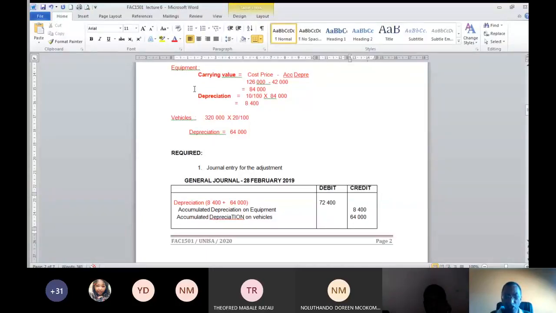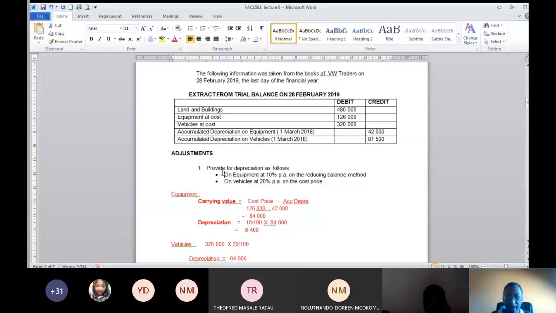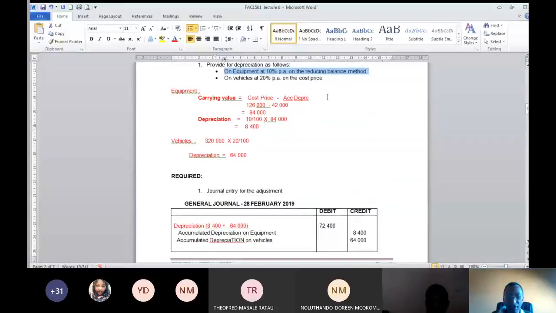That was the calculation of the depreciation. To calculate the depreciation on equipment, remember your adjustment is telling you how it must be calculated. Go to your adjustment: 10% per annum on the reducing balance method. Reducing balance method means first get your carrying value. Carrying value is cost minus accumulated depreciation.